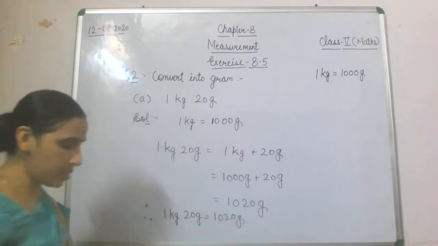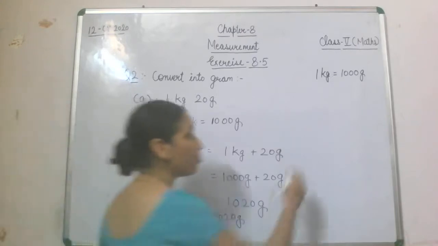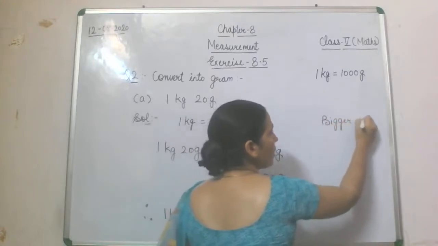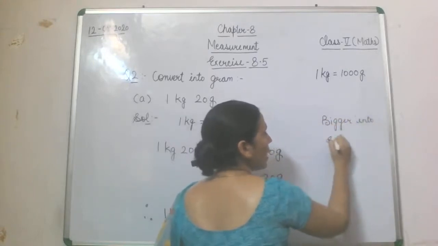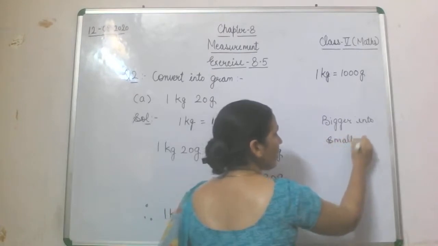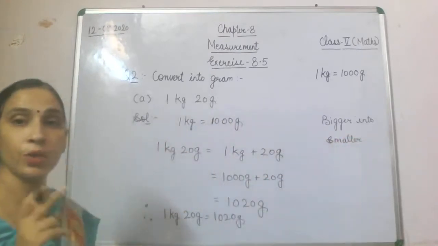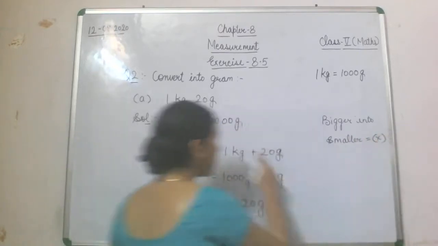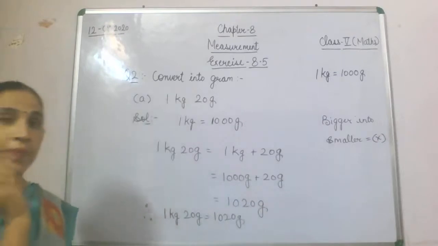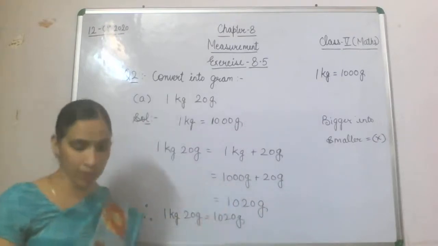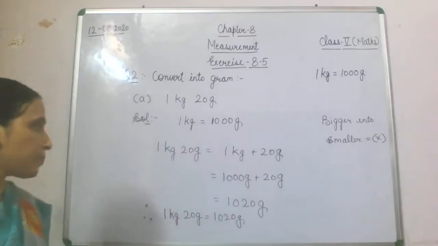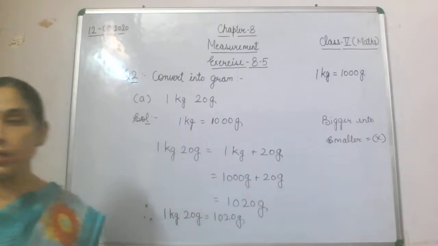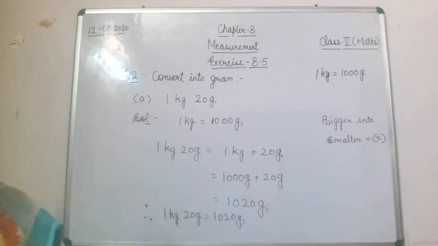See what we have done in this conversion. In this conversion you are supposed to convert a bigger unit into smaller unit. And as I told you yesterday, whenever you have to convert a bigger unit into smaller unit, you are supposed to do multiplication. So that multiplication only we have done here. Here 1 will be multiplied by 1000 and then we will get this 1000 plus 20 gram, the total will be 1020 gram. So with this we have done our A part.